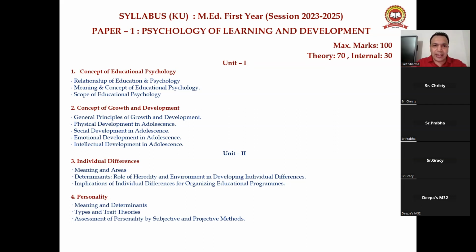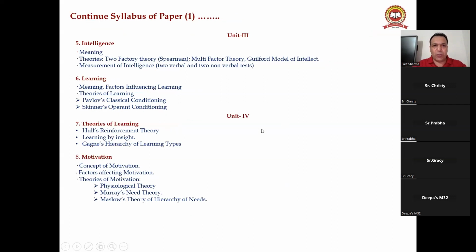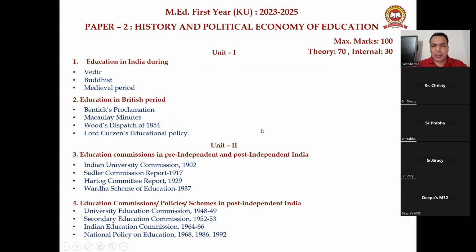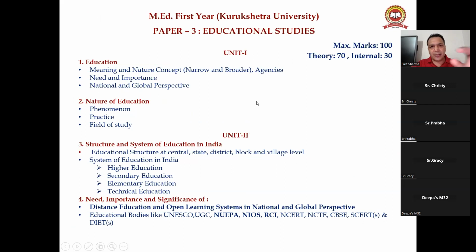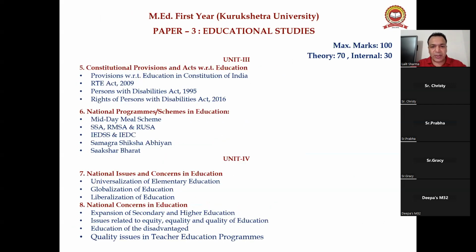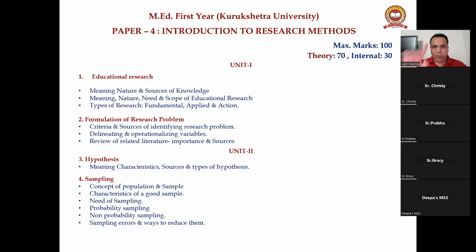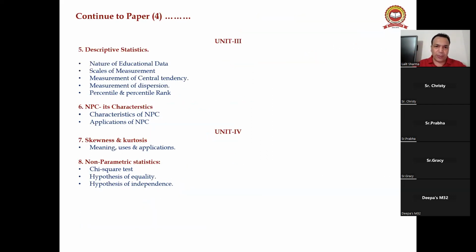You can see that paper 1 is Psychology of Learning and Development, with Unit 1, Unit 2, Unit 3, and Unit 4. The first paper has four units. Similarly, the second paper has Unit 1, Unit 2, Unit 3, and Unit 4. This is the third paper, Educational Studies, with four units. The fourth paper, Introduction to Research Methods, also has four units.